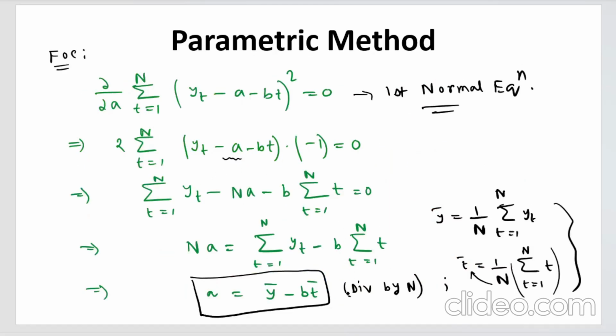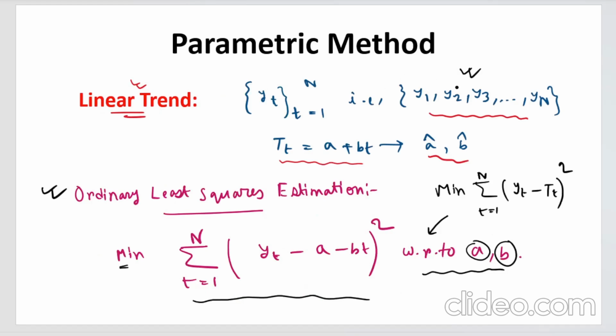Now once you have beta cap, so you have this value, right? Beta cap is there, y bar you know, t bar you know. So you can simply find out a cap by y bar minus beta cap t bar. And in this way, you will have the estimated value of a cap and b cap.